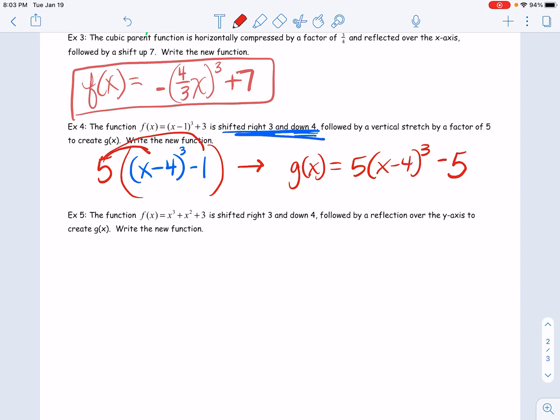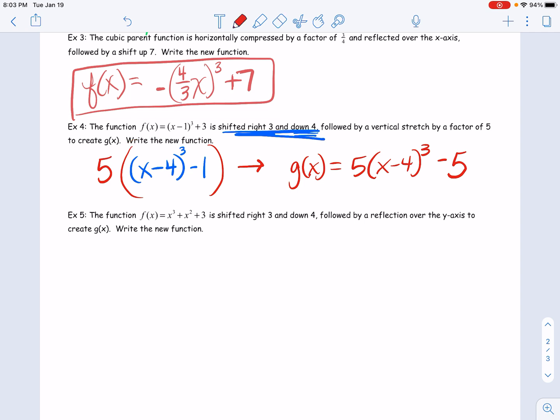When I distribute the 5 to this first part, I'm not saying that's 5x minus 20. I'm just distributing to multiply them. Okay, it's still a vertical stretch. But I do have to apply that vertical stretch to my shift down 1. Okay?